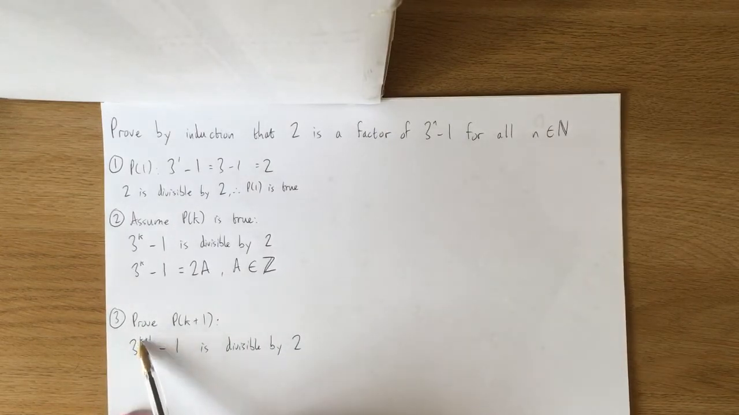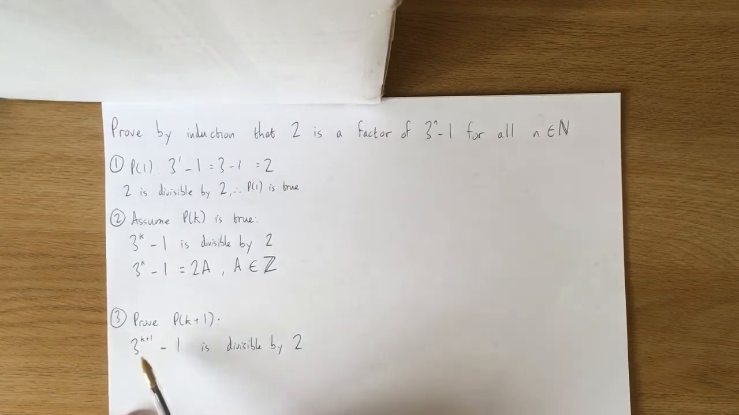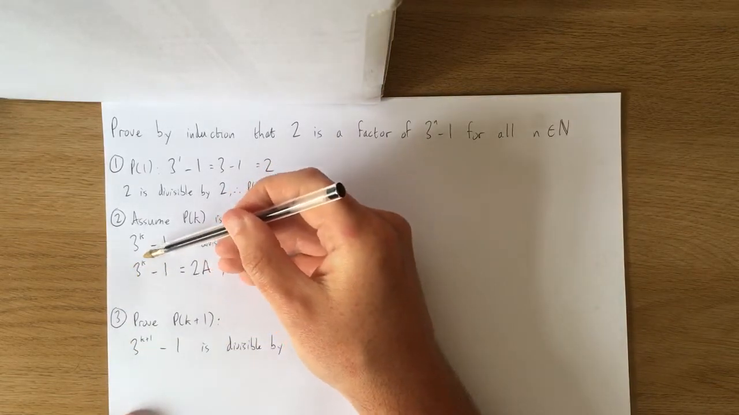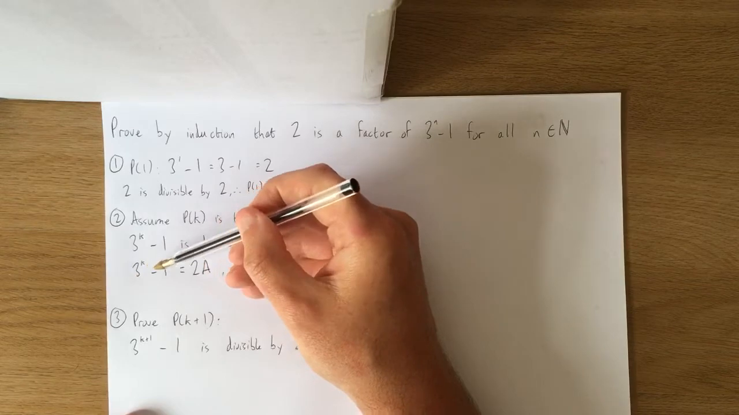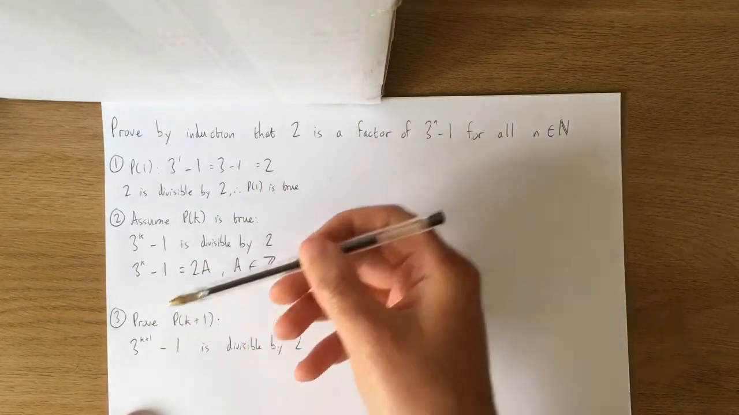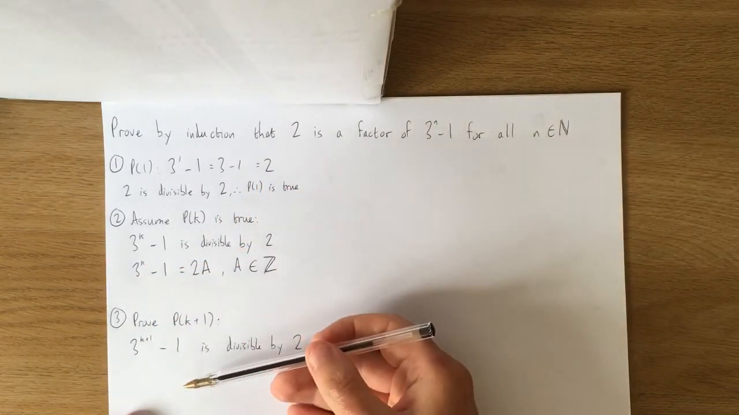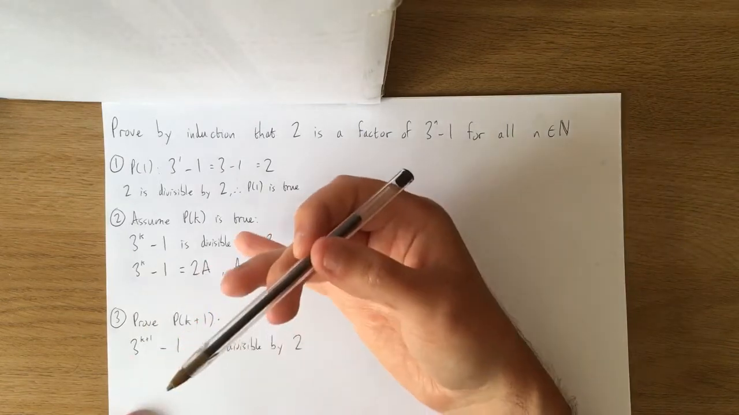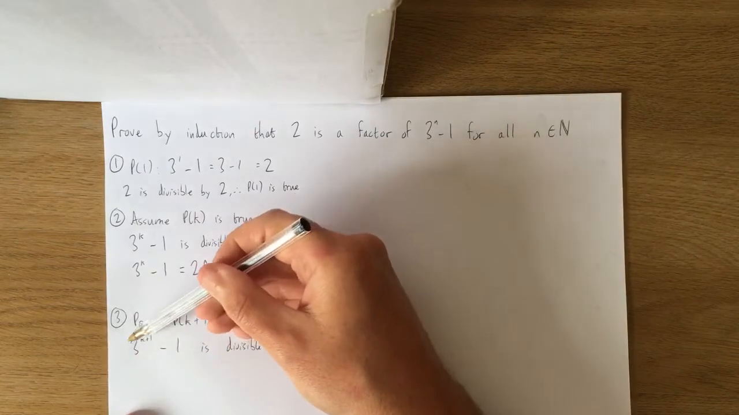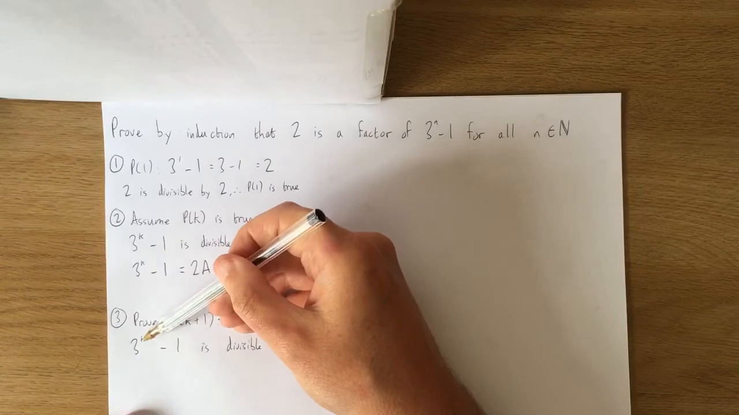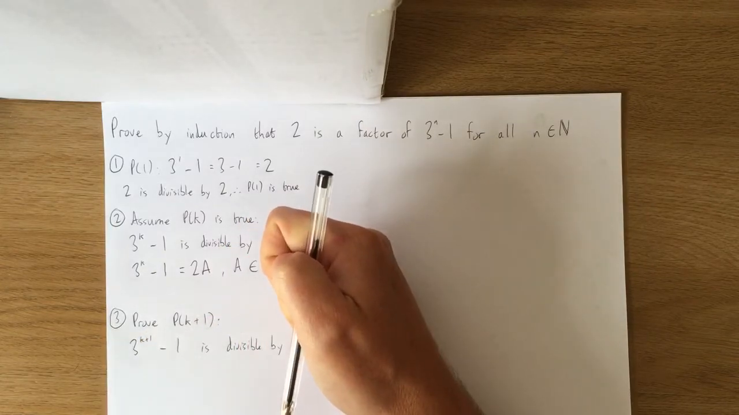3 to the power of k plus 1. All right, what I want to do here is get a 3 to the power of k out of that, and then do some subbing in from my assumption step into my proving step, like I did with the series ones. So I need to break this up in some way to just get 3 to the k on its own.